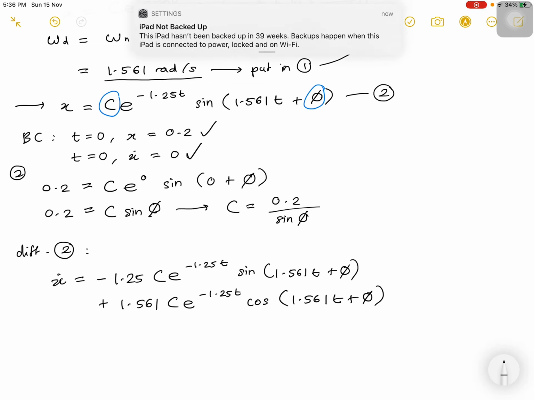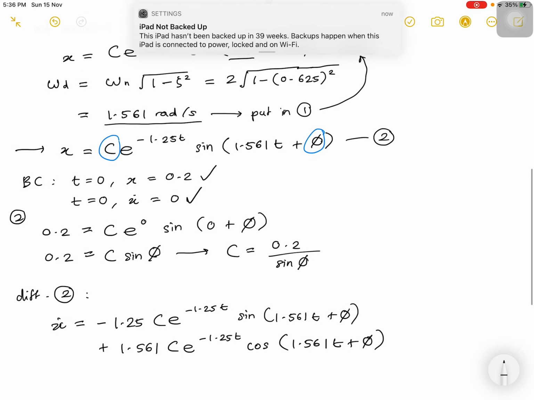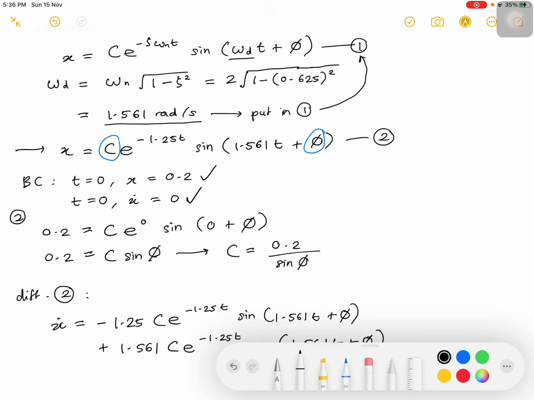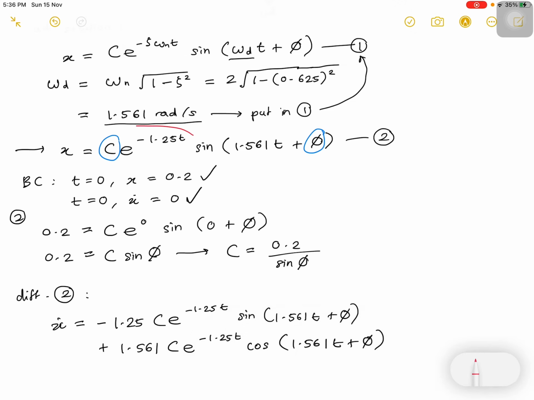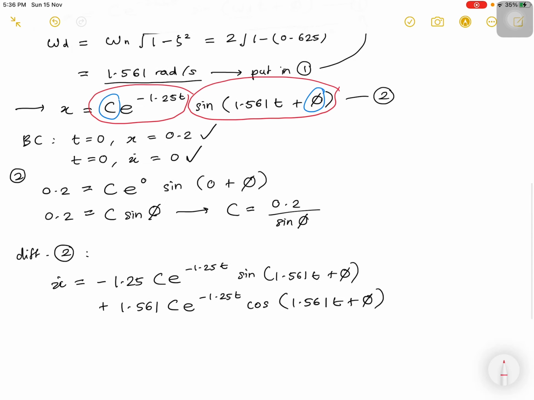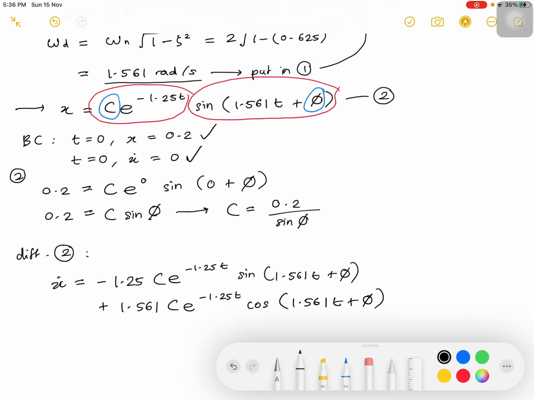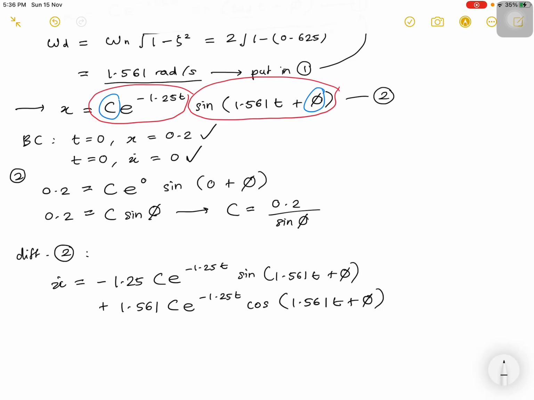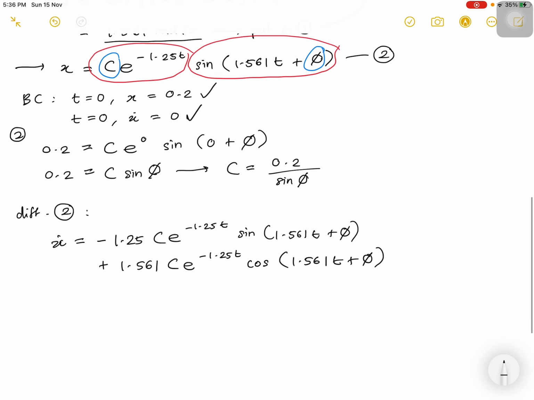Because I use the multiplication formula for differentiation. Because we multiply this component with this component. Right, so we get this answer when we differentiate them. Alright.